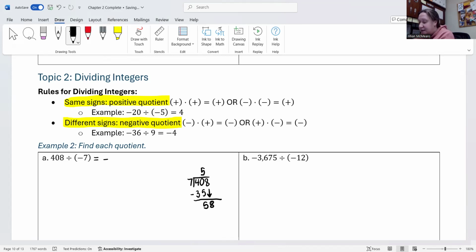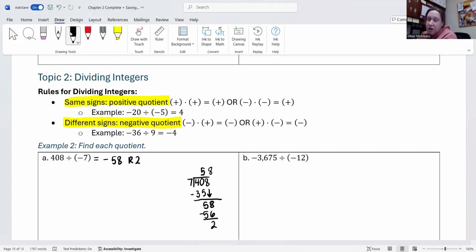So let's see, 7 into 58. Well, 7 times 7 is 49, and 7 times 8 is 56. So I would say 7 goes into 58 8 times. 8 times 7 is 56. So I subtract 56 and I get a 2. There's not another digit to bring down. 2 is less than my divisor. This tells me I'm done. So my final quotient is 58 with a remainder of 2. And just remember, this is negative 58 with a remainder of 2.